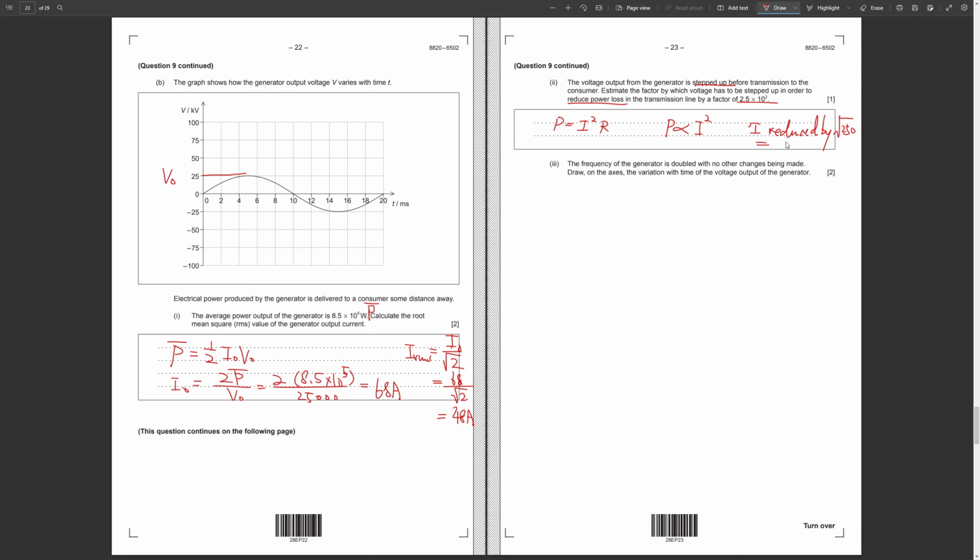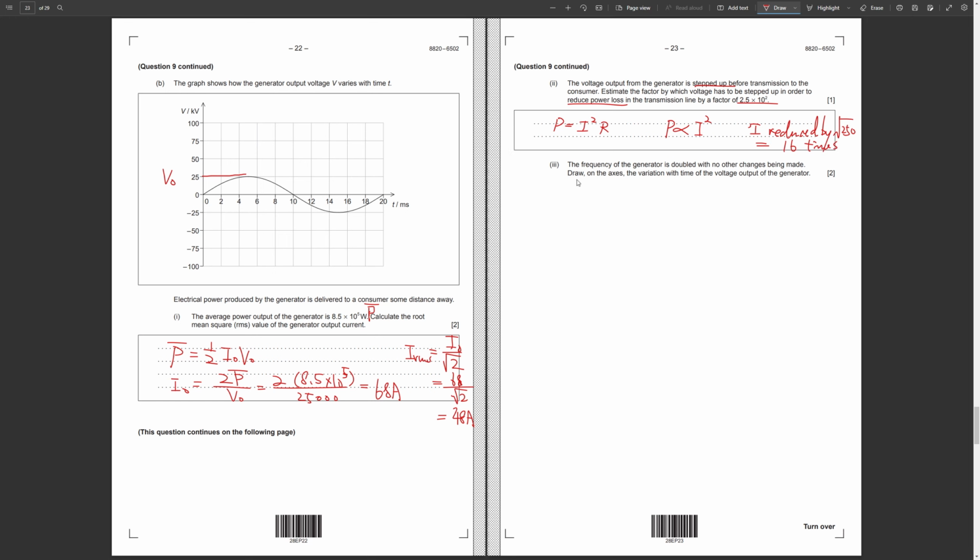It is roughly 16 times. Part 3, the frequency of the generator is double, and this is the only change. What is the consequence of the variation on the graph over on the left?